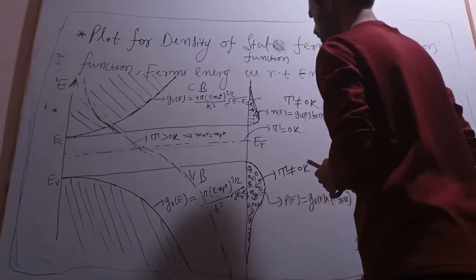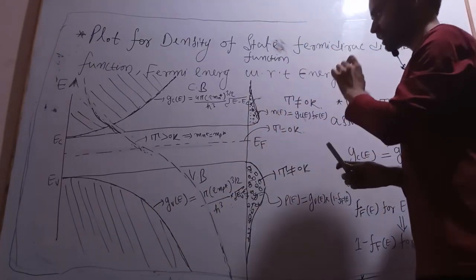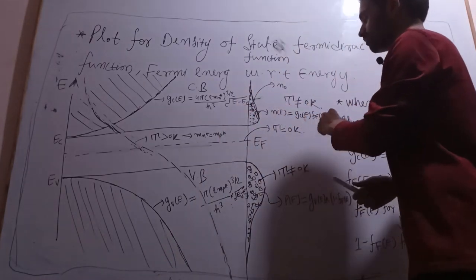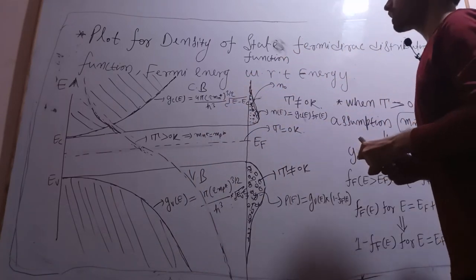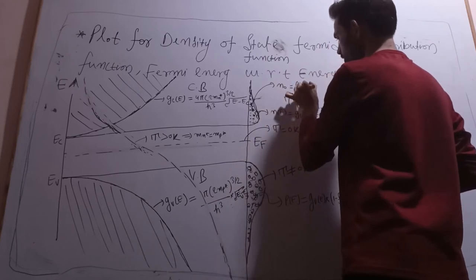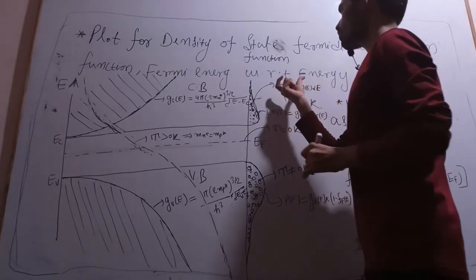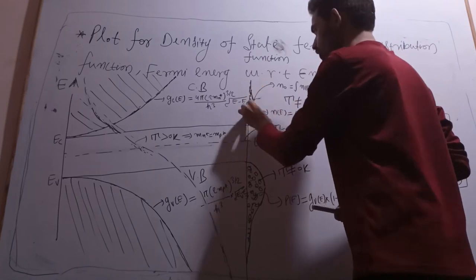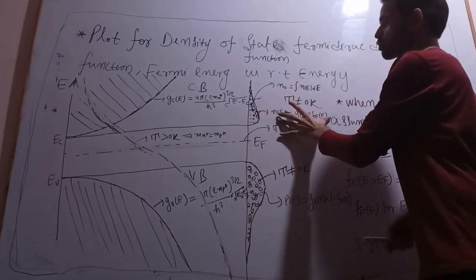Now if we want to find the total electron concentration in the conduction band, that is n0. This area n0 is the total number of electrons in the conduction band. That is the integration of this distribution of electrons, N of E dE. Just integrate this and you will get the total number of electrons per unit volume. This total area is the number of electrons in the conduction band, which comes from integrating this equation.